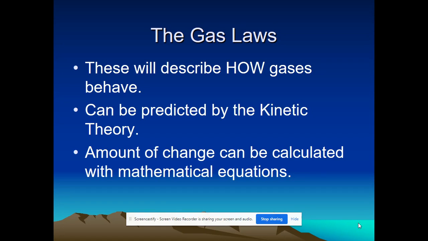So today I want to start going over gas laws. The laws that we'll be going over will describe how gases behave. And if we look at the kinetic molecular theory, we can predict the relationships that they will show. What we will see is the amount of change that will happen to a gas can be calculated with mathematical equations.